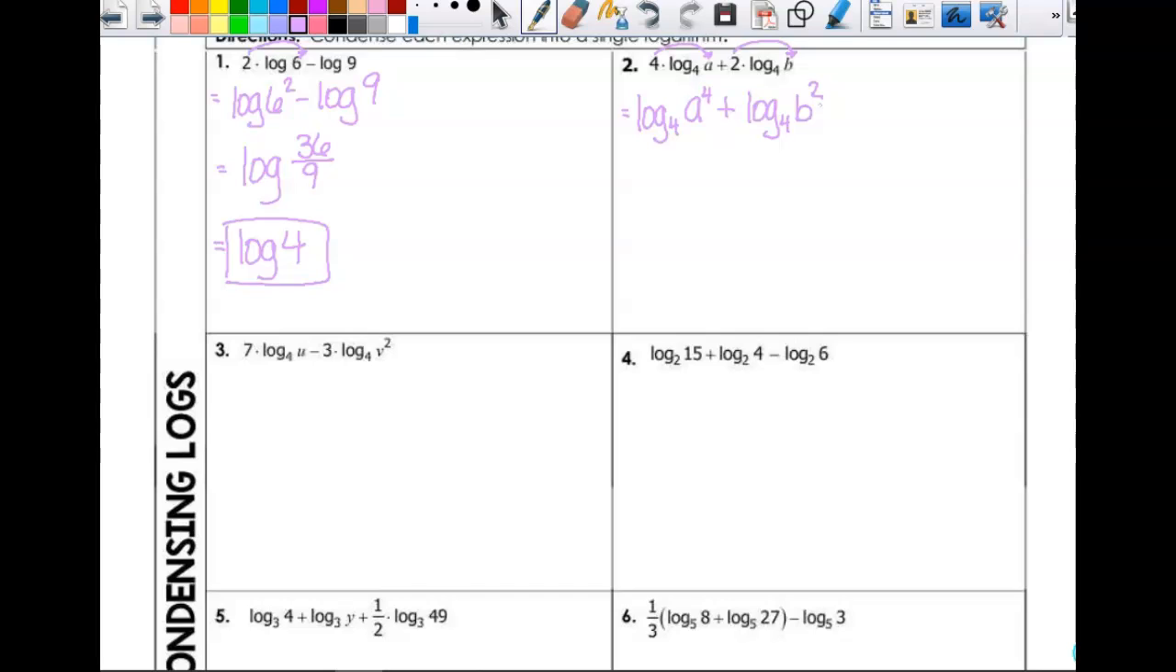Can I condense this some more? They're being added, so what do I do with the A and B thing? Multiply, so I get log base 4 of A to the 4th times B squared, and that's all you can do, and that's your answer. Okay, what questions you got? All right, you try number 3.